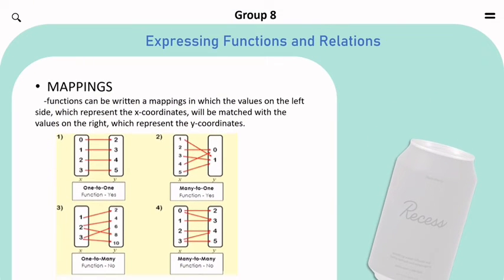Mappings. Functions can be written as mappings in which the values on the left side, which represent the x coordinates, will be matched with the values on the right, which represent the y coordinates.